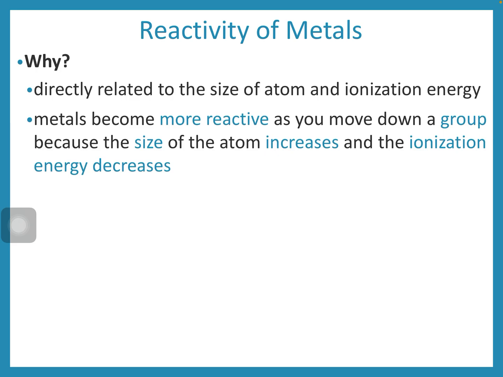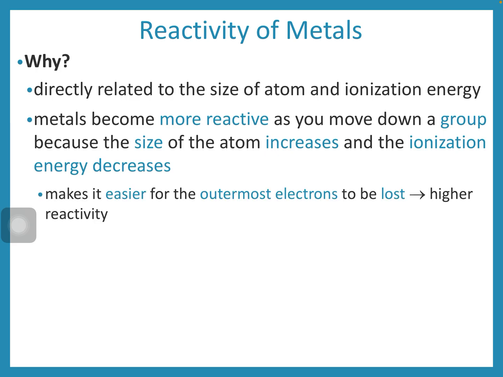So as you move down a group, the metals become more reactive because the size of the atom increases, and that means that the furthest electron, which we are going to lose in the case of metals reacting, is further away from the nucleus, and so there's less of an attraction. So it's a lot easier to lose that valence electron when it is further away, and that makes it more reactive.